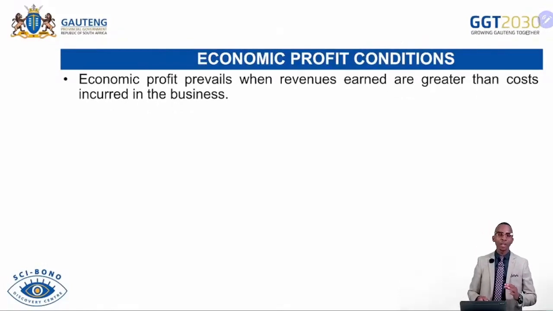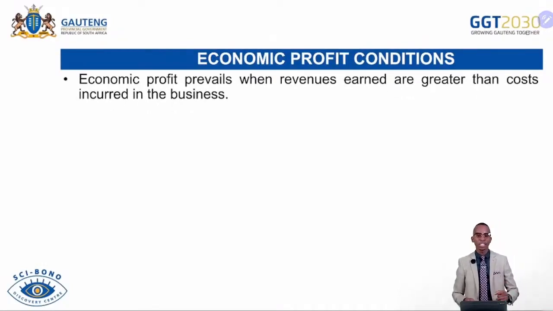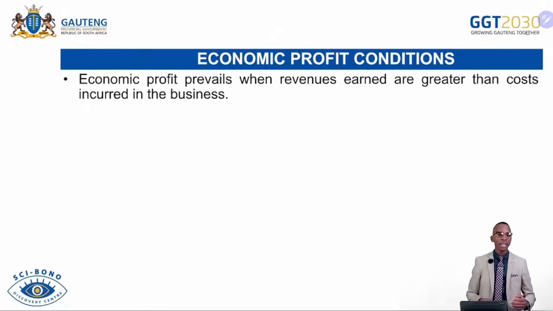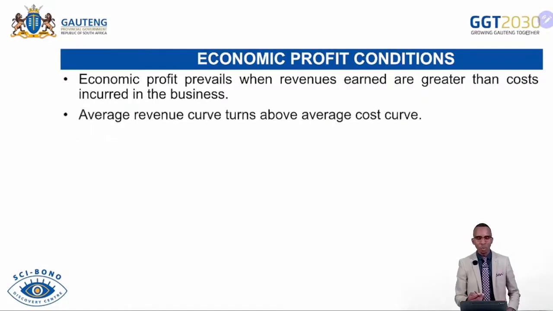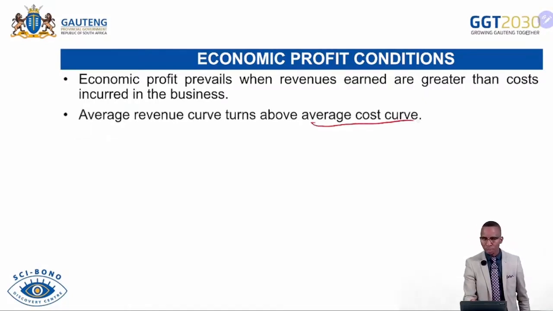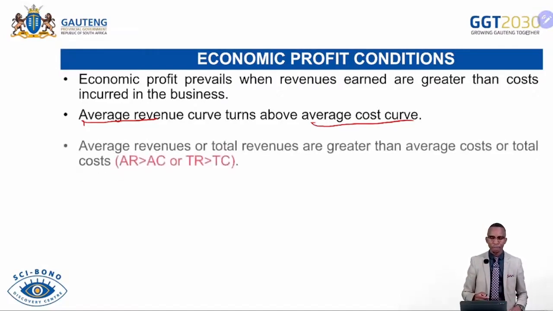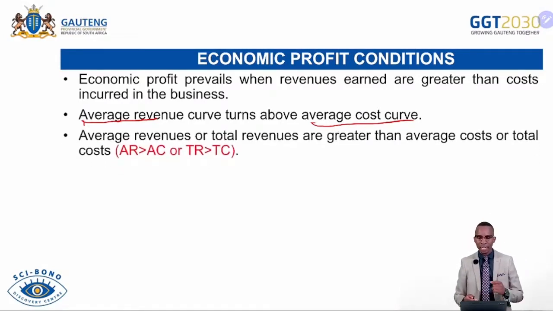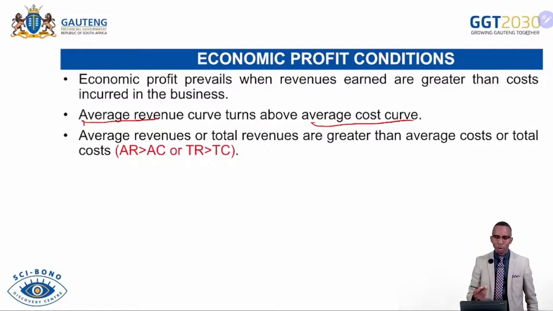Then let's check economic profit conditions. Under what condition does the firm make economic or supernormal profit? Economic profit prevails when revenues earned are greater than the cost incurred in the business. Average revenues turn above the average cost, meaning now in this case it's opposite. Revenues are more than the cost. That will mean the average cost curve must turn below average revenues. Then that will give us supernormal profit. Average revenues or total revenues are greater than the average cost or total cost. There you see AR is greater than AC, or TR is greater than TC.